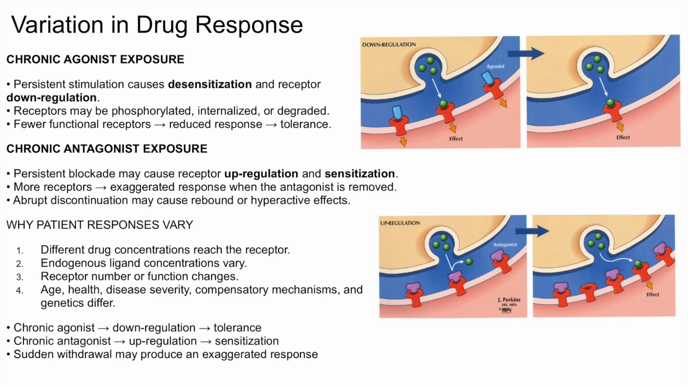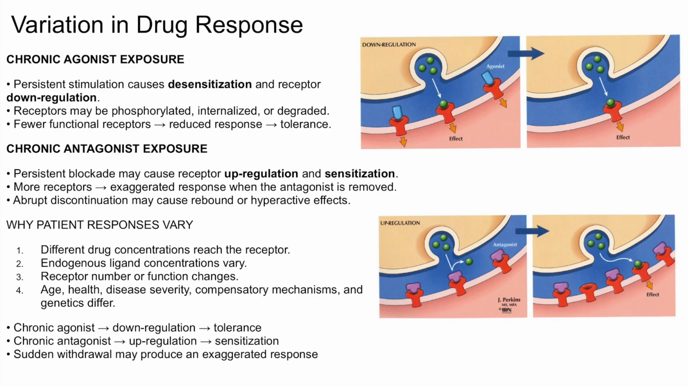So drug responses can change with repeated exposure, right? Chronic stimulation by an agonist may cause desensitization and receptor downregulation. Receptors can become phosphorylated and temporarily uncoupled from signaling, internalized into the cell, or degraded. With fewer functional receptors, the same dose produces a smaller response, contributing to what's called tolerance.